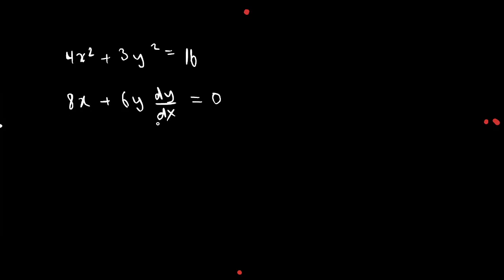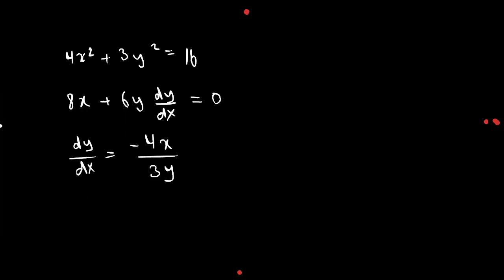We then can isolate for dy dx, right? To do that, we bring it over, and we get dy dx is equal to minus 8x divided by 6y. Now we can simplify this a bit, and we just get minus 4 over 3, so minus 4x over 3y. And this is our derivative here.